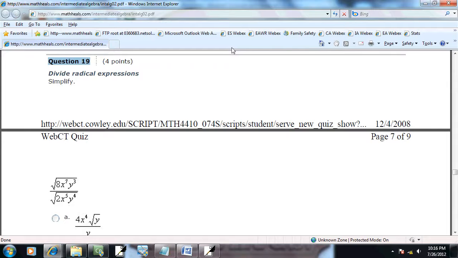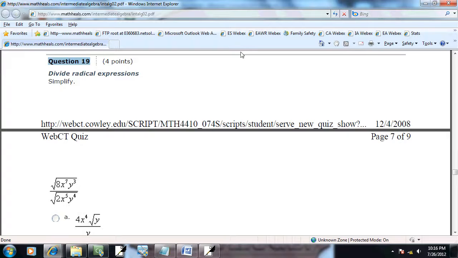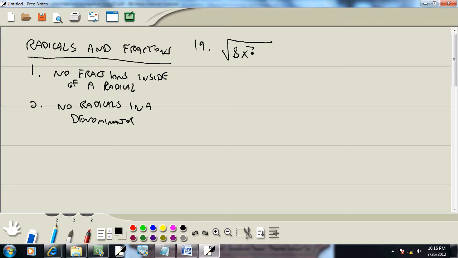So for this problem, we're going to have the square root of 8x to the 7th y to the 3rd over the square root of 2x to the 5th y to the 4th. Now this is kind of an oddball one. Can't have any radicals downstairs, no radicals in the denominator.